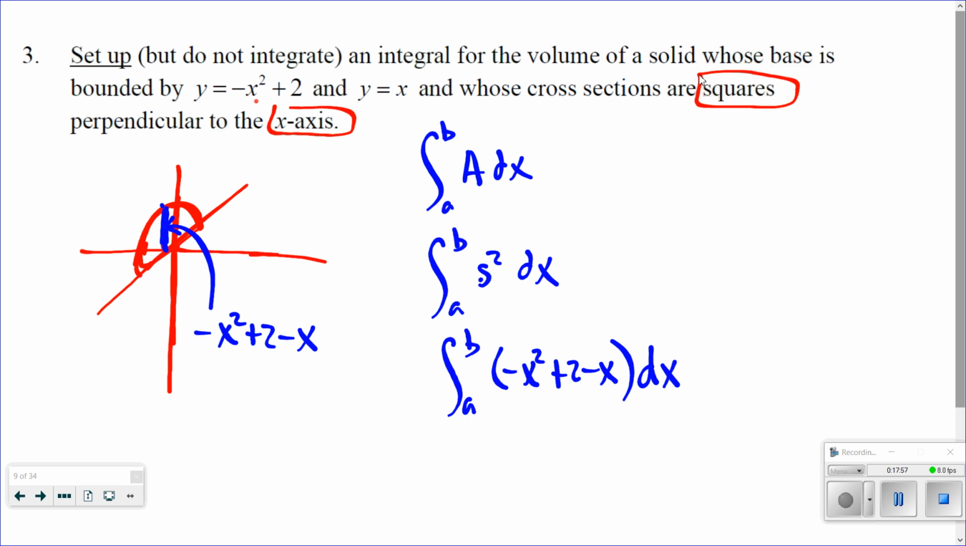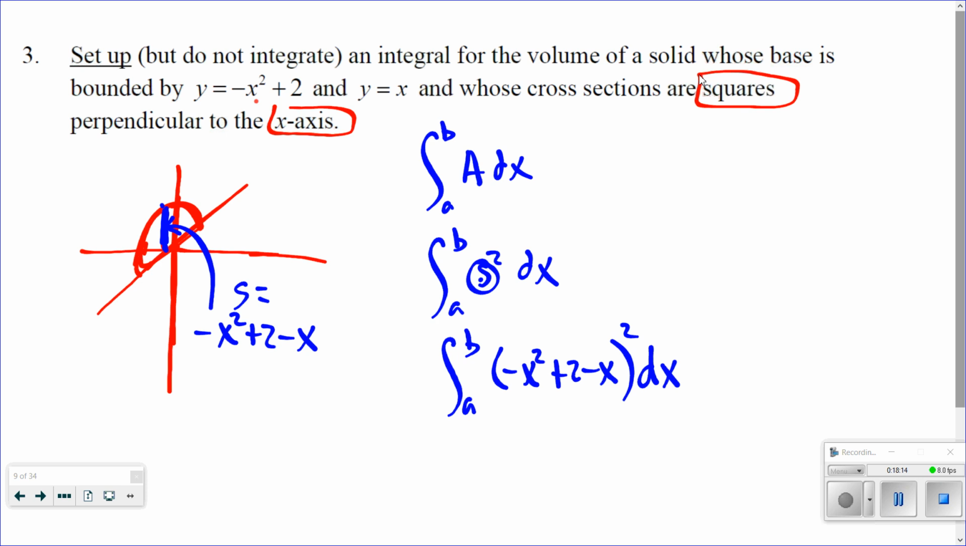Now, the next thing is I've got to figure out, really, all I've got left. Oh, I'm sorry, and that's squared, right? That's what s was equal to. So I've got to plug it in here, so it's that squared. The only thing I have left now is I've just got to figure out what my limits are.